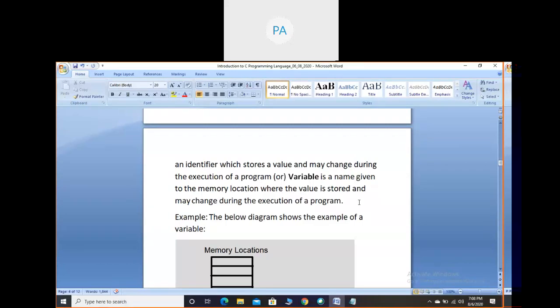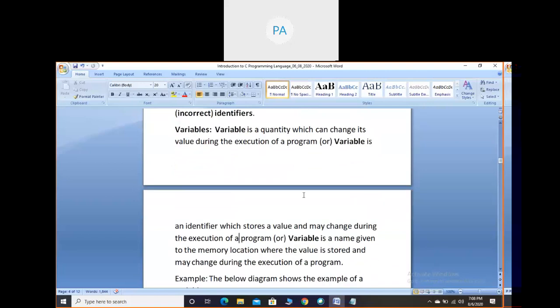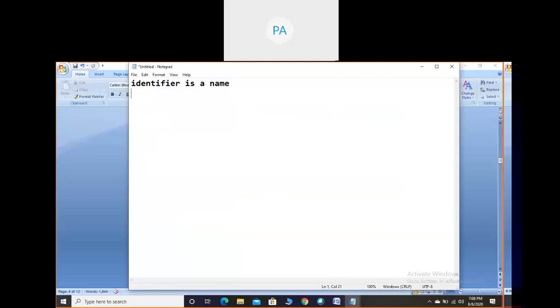If it doesn't have the option to change, then the next concept will come, that is the constant. So variable and constant are opposite. A variable will change its value, a constant will not change its value. Now you can take down this definition of variable. One minute, before going to that, I will make some difference between identifier and variable.